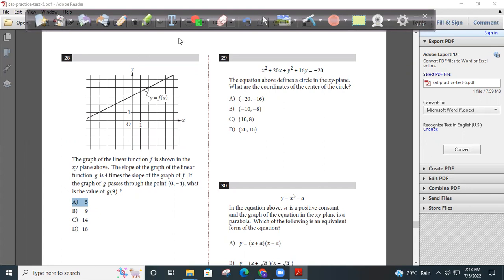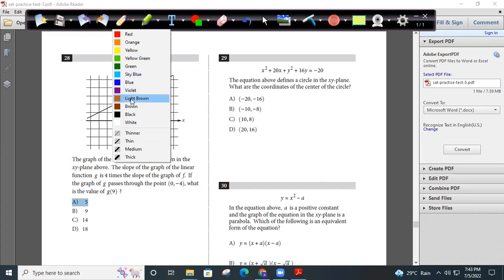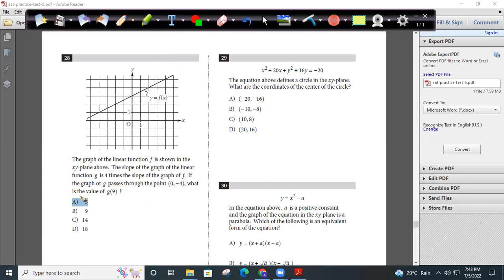Now, if I need to solve question number 28, everyone just focus and see why you got that particular answer, or what the correct answer is and how to solve this. The graph of the linear function f is shown in the xy plane. The slope of the graph of the linear function g is 4 times the slope of f. If the graph of g passes through the point 0 comma minus 4, what is the value of g of 9?